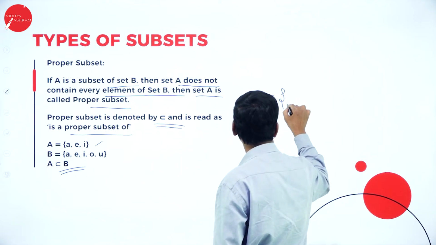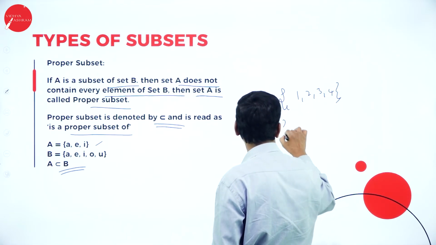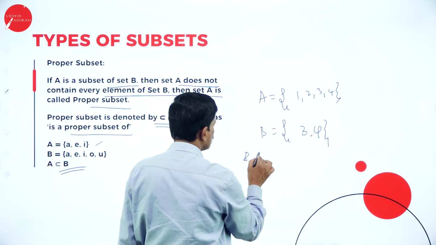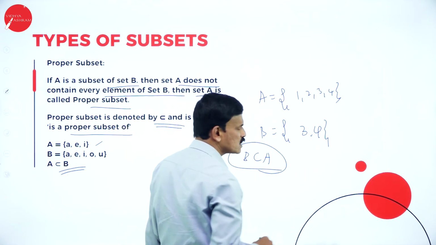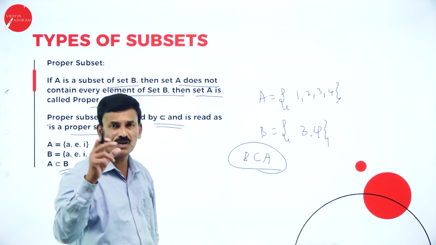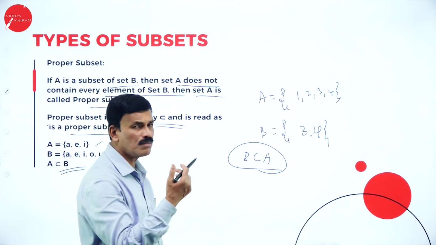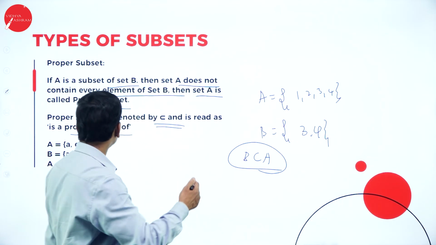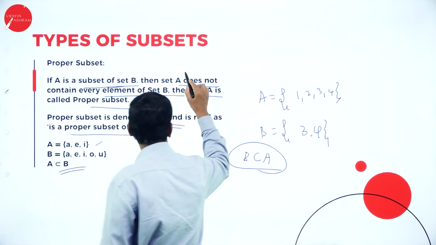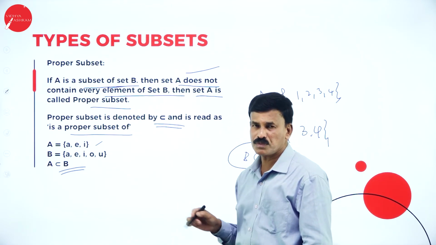Take one more example. Let A be equal to 1, 2, 3, 4 and another set B be equal to 3, 4. Then what do you say? B is the subset of A, and this is the proper subset because all the elements of A are not taken, only few elements of A are taken to get a set. So B is the proper subset of A. That means if the set A does not contain every element of the set B, then it is called the proper subset.